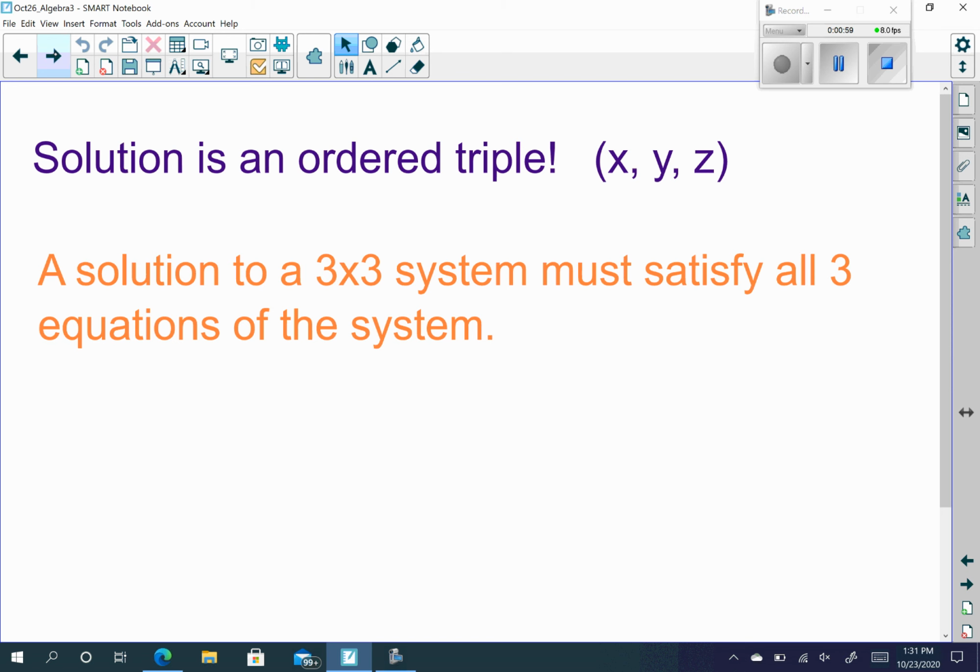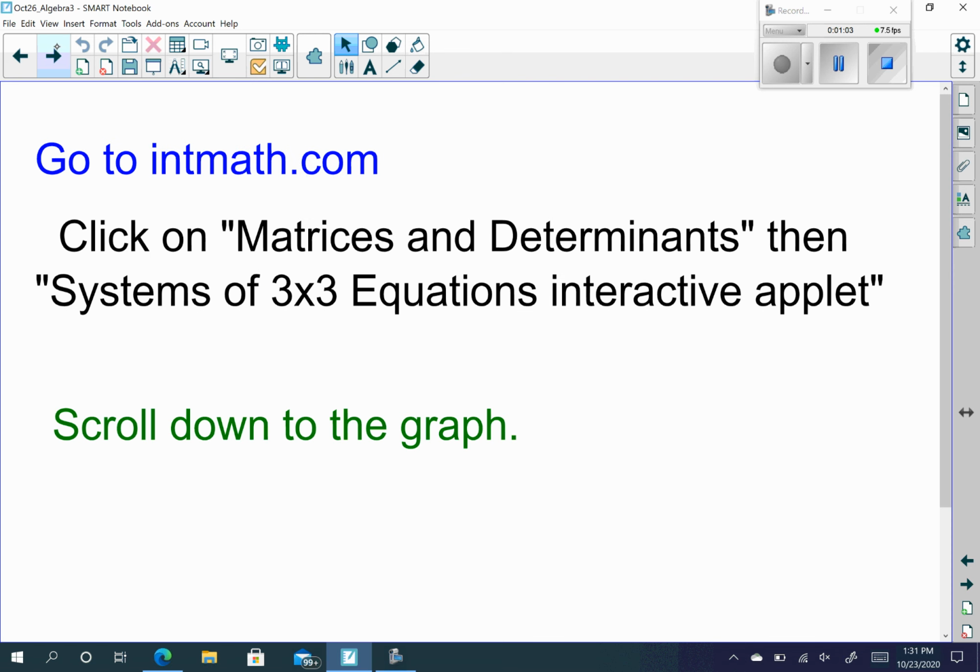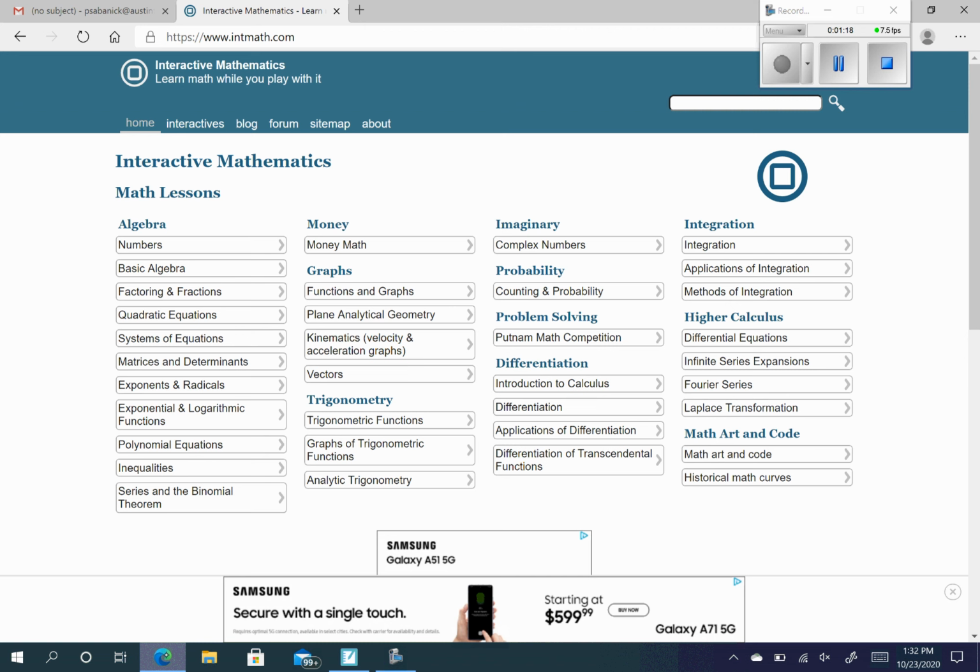So what I'd like for you guys to do is open up a new tab. You can copy this down. I'm going to walk you through this as well. But it's a really cool website. It's called intmath.com. It's interactive math. So just type in intmath.com. And let me bring this up. So this is what should come up when you go there.